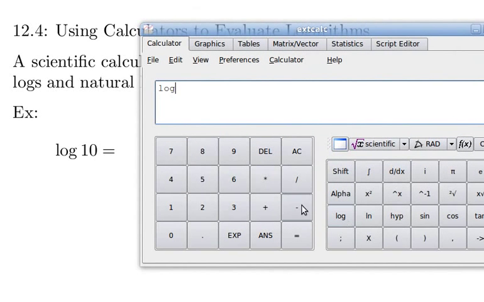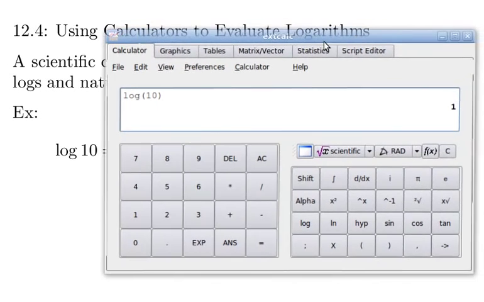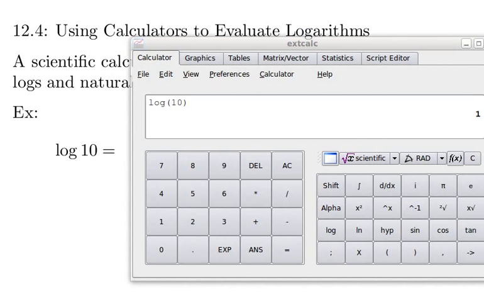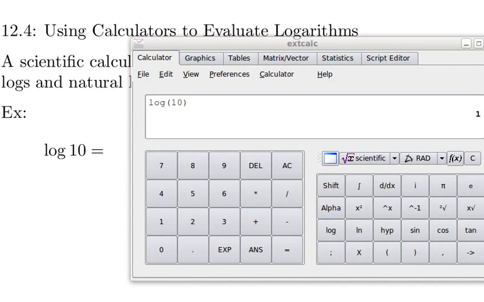So we can do log of 10. We probably need to put the parentheses in. Most calculators will put the parentheses in for you. Equals 1. Log base 10 equals 1. Let's scroll a little bit to the right. So log base 10 equals 1.